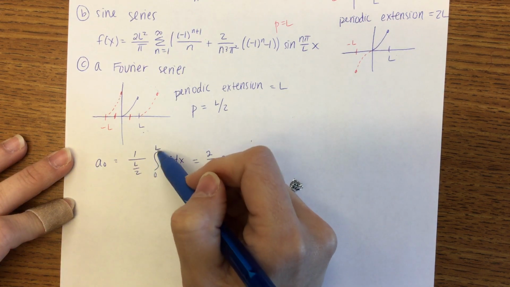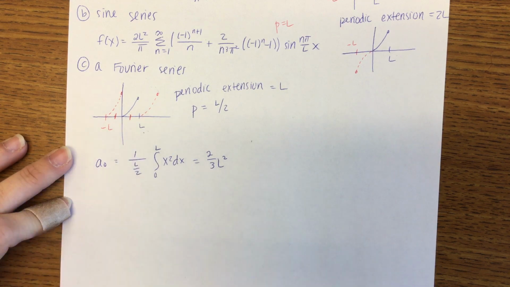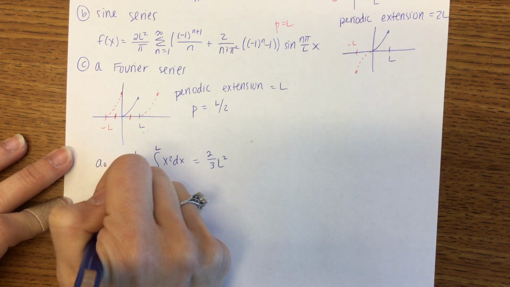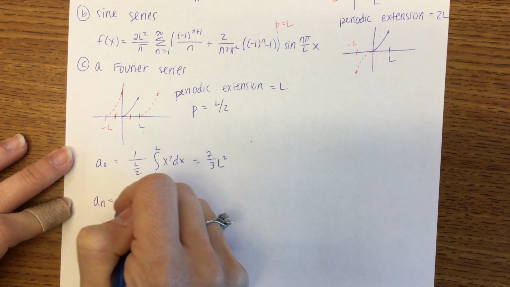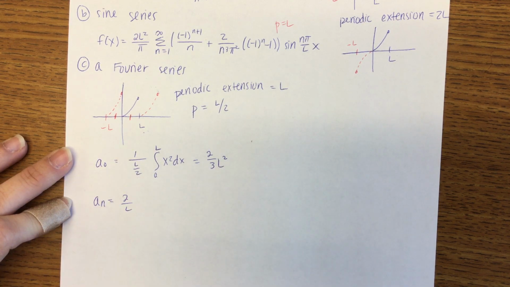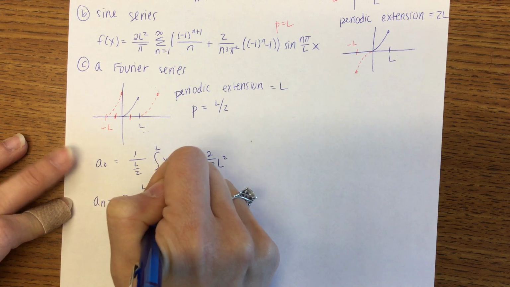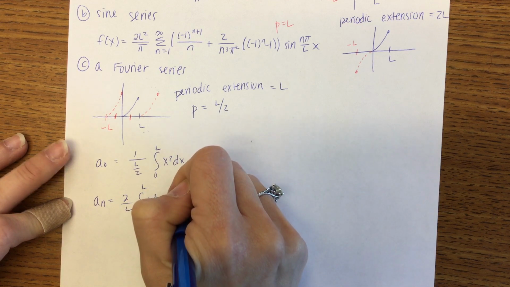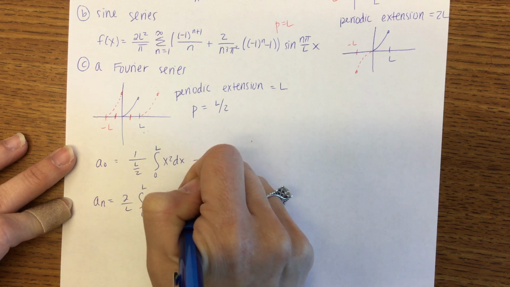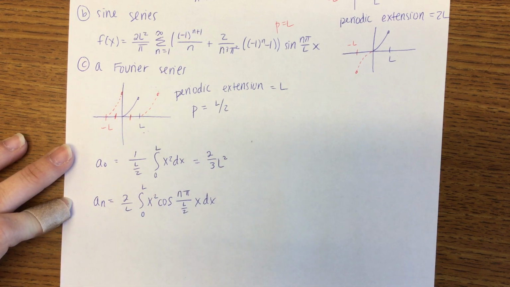So normally it would be negative p to p. In this case, we're starting and ending at 0 and L. If we want a of n, again, 1 over p. If I do 1 over L over 2, it'll be 2 over L. Integrating from 0 to L, x squared cosine of n pi over p x dx.